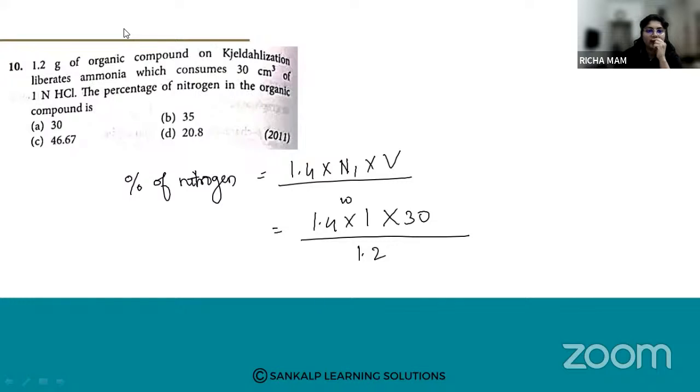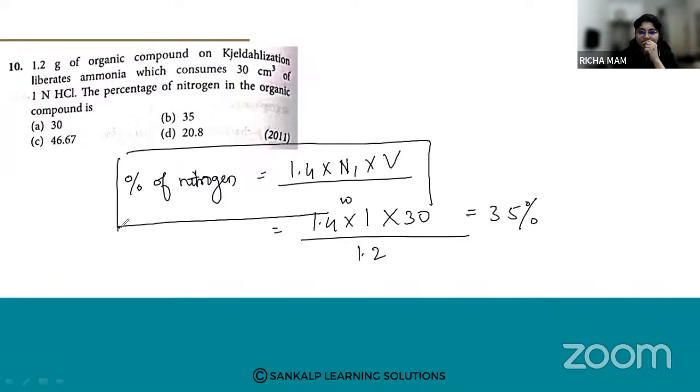Yes, very good. You have answered 35. Ammu, Chaitra, Dhanyashri, Moni, Shilpa, Hema, very, very good. Yes, it is 35%. After substituting, you get 35%. So please remember this. If they ask you about Jaldal's method, you need to know this formula: 1.4 into N1, where N1 is your normality. Normality is 1, then volume is 30 centimeter cube, and weight of the organic compound is 1.2. Okay, let us go for the next one.